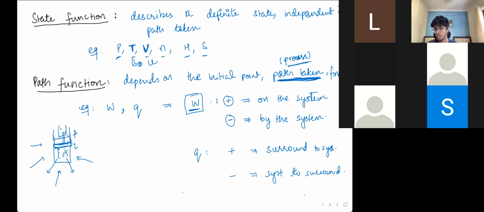Ma'am, could you go over path functions again? What exactly about path functions do you want to know, Kaveri?